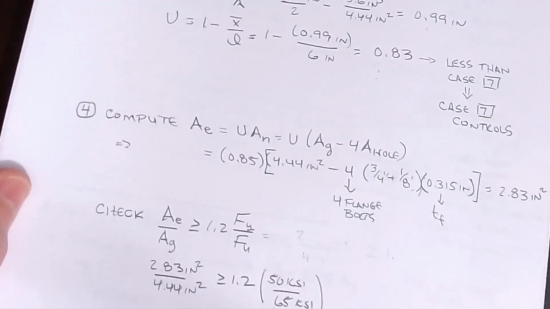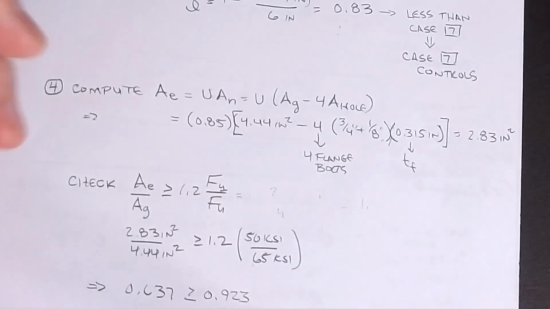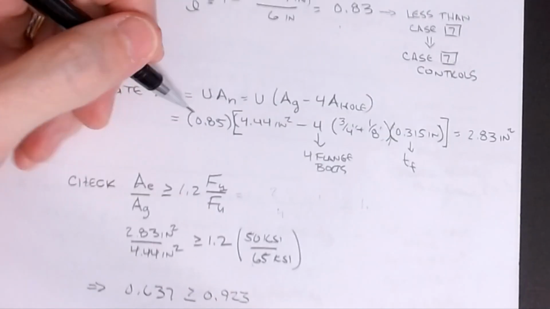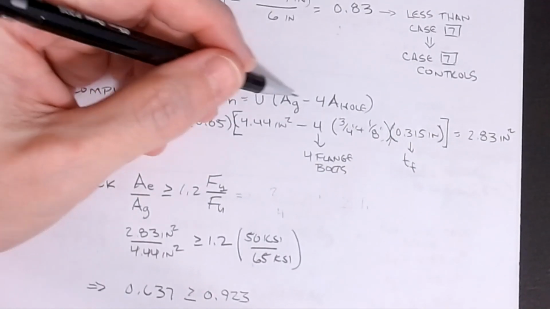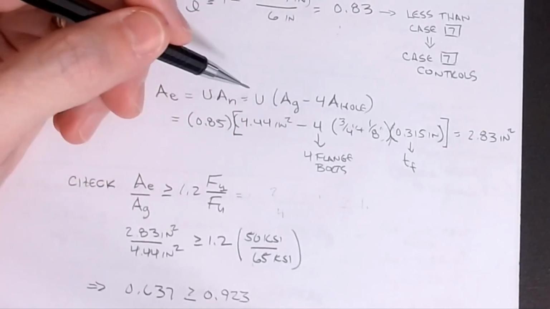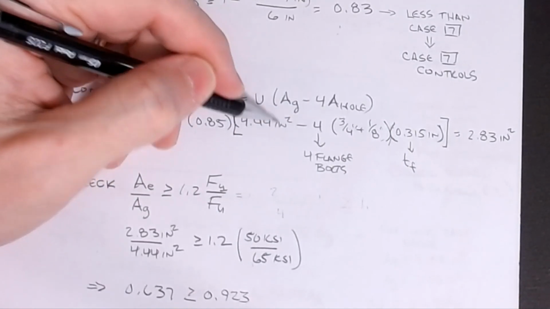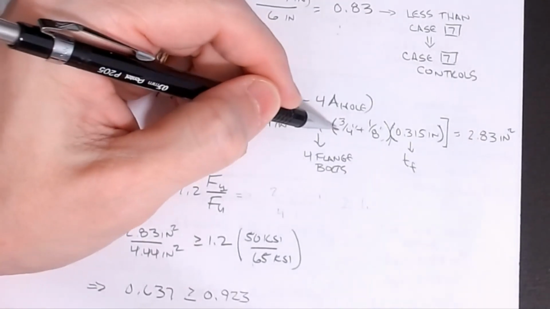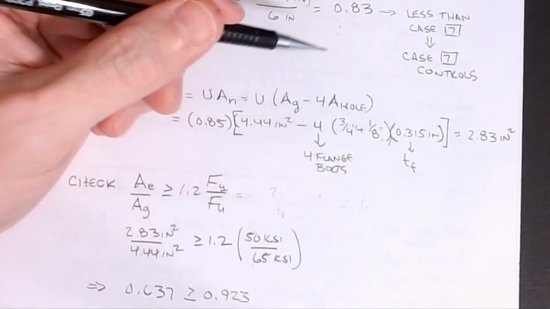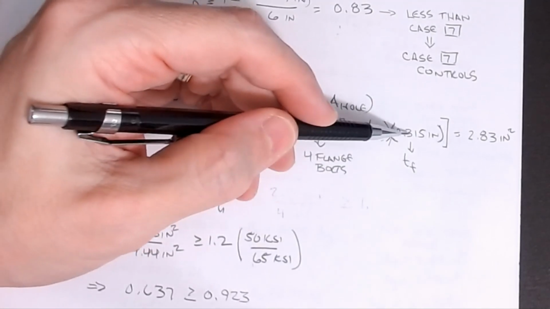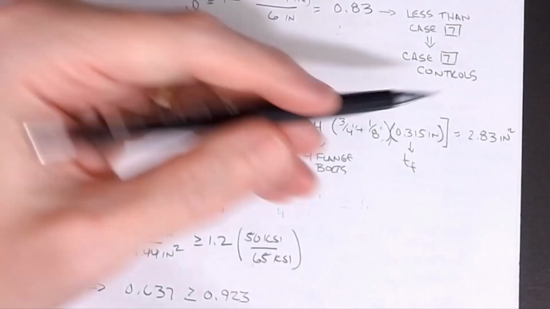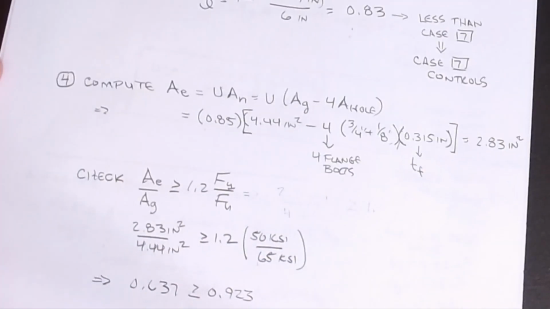All right, so now we've got a value of U. Let's go in and calculate our effective area. We're going to do 0.85, that's my U value, and then A gross minus, I have 4 flange holes. So it's 4.44 inches squared minus 4 times, here's the diameter of the hole, 3/4 plus 1/8, multiplied by TF for this beam, 0.315. I know that my effective area is 2.83 inches squared.